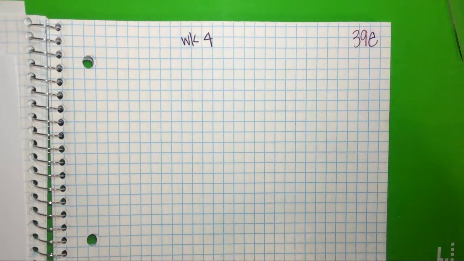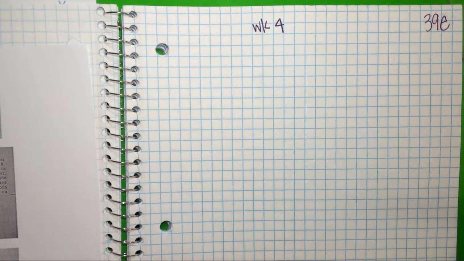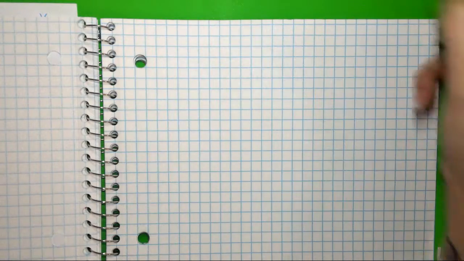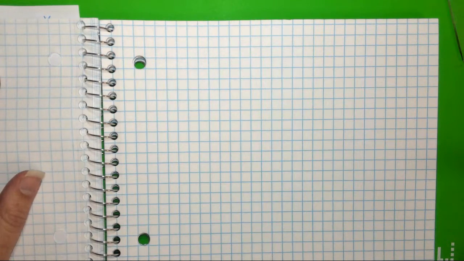We just went over one. This is 39D, 39E. 39E right here. On the back of that is going to be 39F. Week 4. Back of that is F. Maybe quiet. Week 39F.